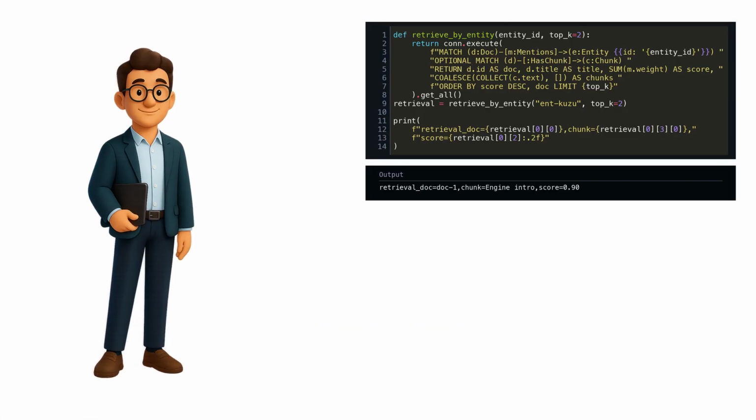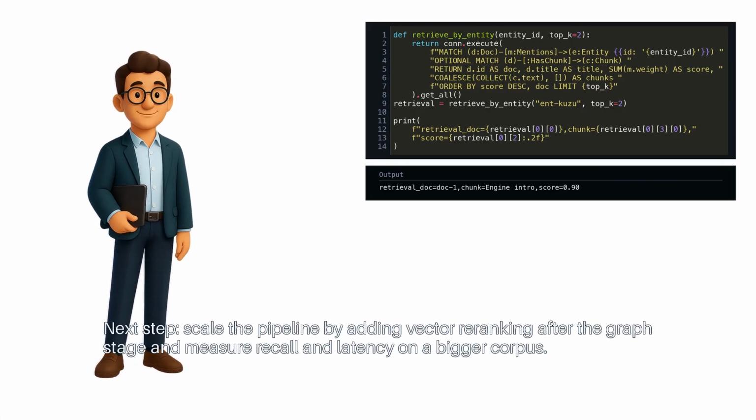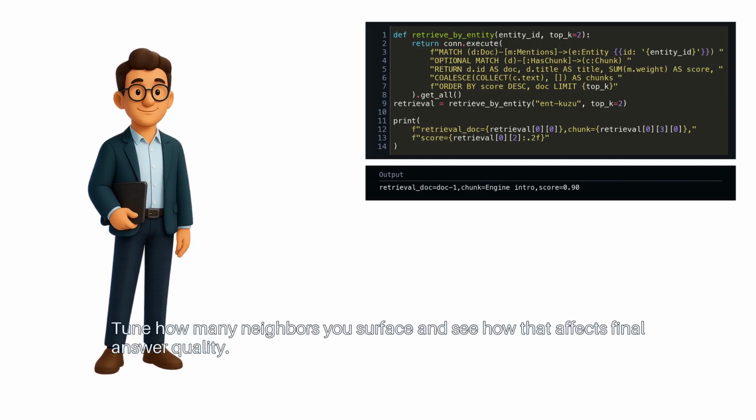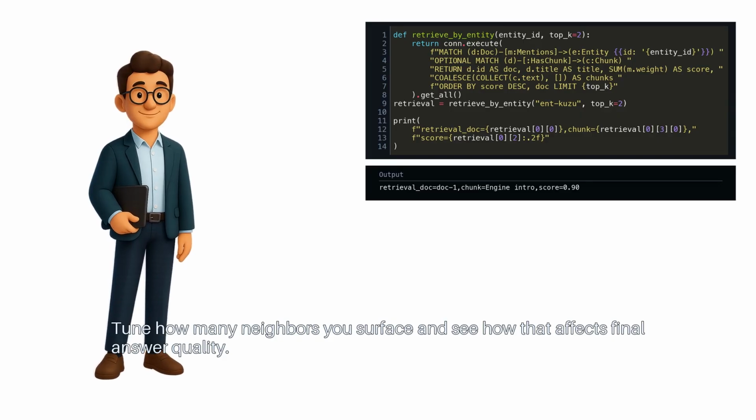Next step, scale the pipeline by adding vector re-ranking after the graph stage, and measure recall and latency on a bigger corpus. Tune how many neighbors you surface, and see how that affects final answer quality.